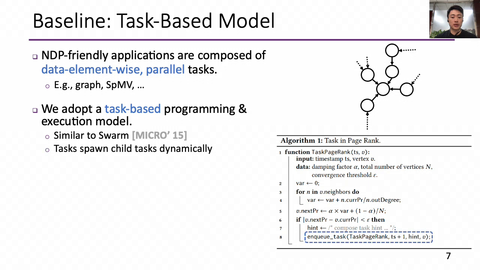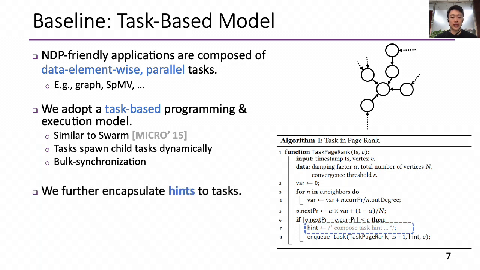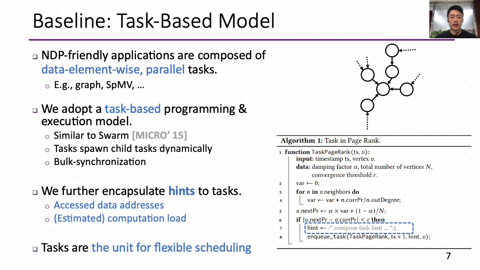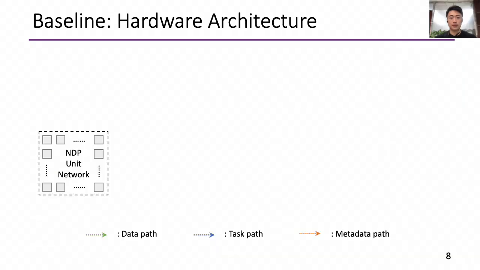We adopt a model similar to existing work. Tasks can spawn child tasks dynamically by calling the enqueueTask API, and we use a box synchronization model to simplify coherence control. We further encapsulate a hint to each task. A hint includes the access data addresses of the task and an estimated computation load. The information is used for caching and scheduling, as we will introduce later. In our work, tasks are the basic unit for flexible scheduling.